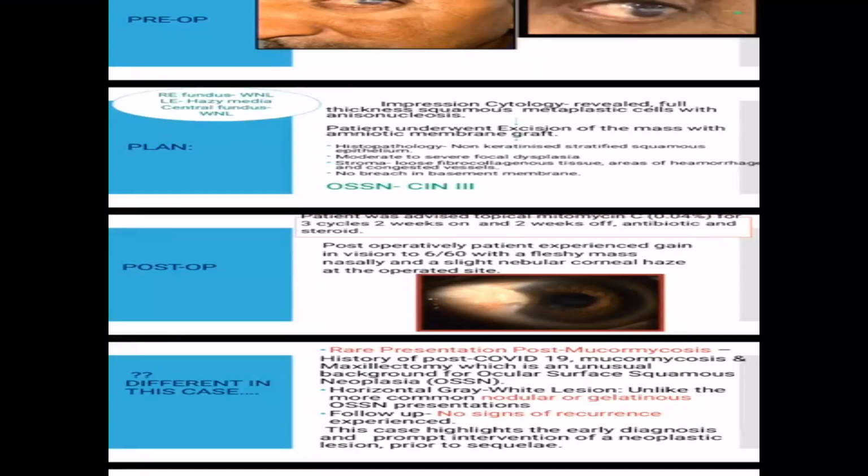So we planned the patient for excision of the mass with amniotic membrane grafting. Histopathology revealed non-keratinized stratified squamous epithelium with moderate to severe focal dysplasia, and stroma of loose fibrocollagenous tissue with areas of hemorrhages and congested vessels. There was no breach in the basement membrane, and they came to a diagnosis of OSSN CIN 3.